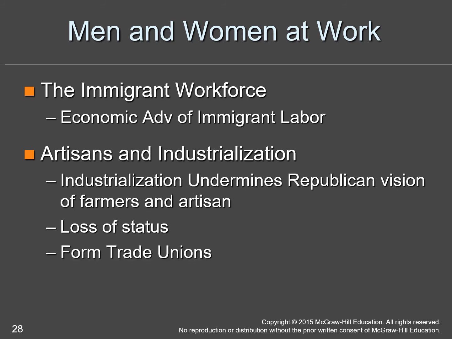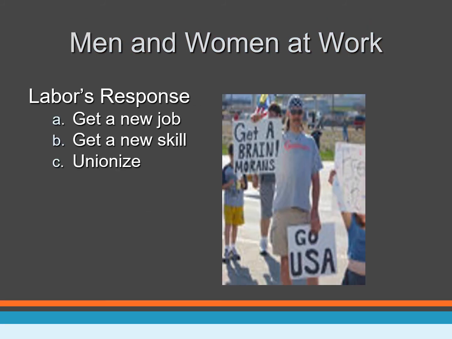The response to this typically is to form trade unions. At this time, they thought trade unions were unfair. Workers getting together to ask for better conditions and higher wages, they thought it was unfair. There's actually a Supreme Court case, Commonwealth versus Hunt, which legalizes unions, but unionizing is difficult.